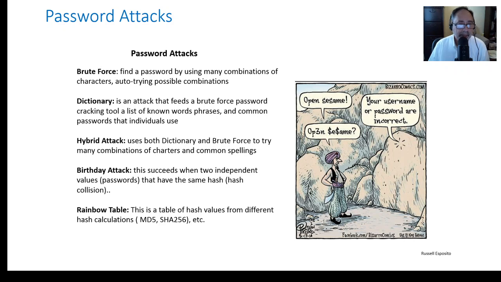And then there are hybrid attacks. Use both dictionary and brute force. Birthday attacks are a little complicated, but it's when 2 passwords are hashed. We talked about hashes earlier in a different module. We talked about how passwords get hashed. It's rare, but 2 different words and phrases can have the same hash value. So sometimes with a different password value, they can get into your system, because the hash is the same. That's another conversation. And then there are rainbow tables.